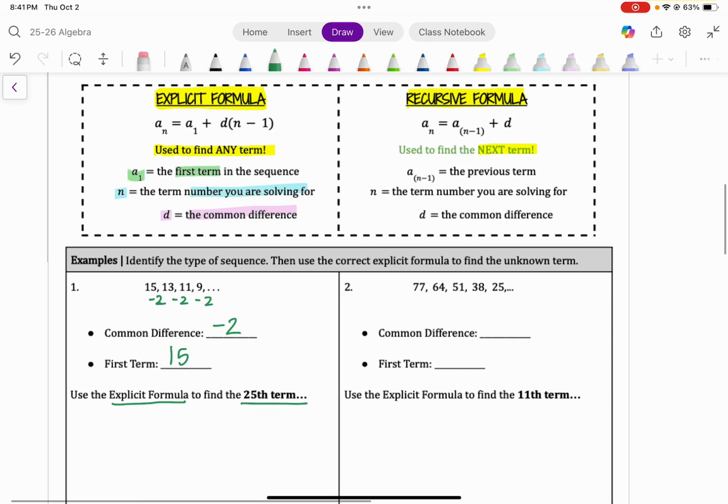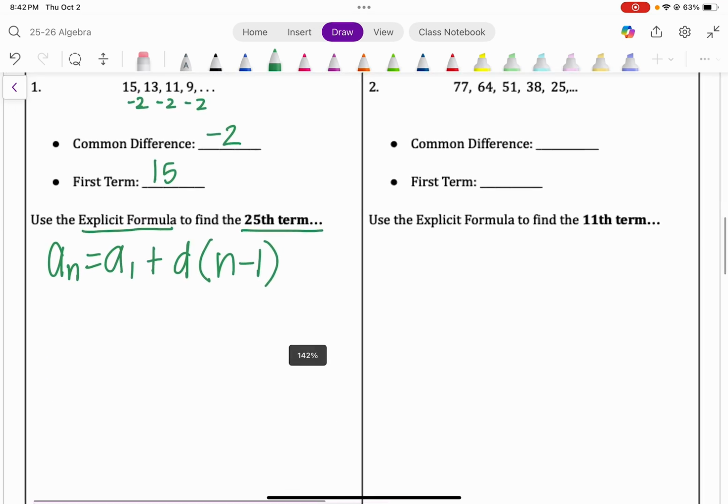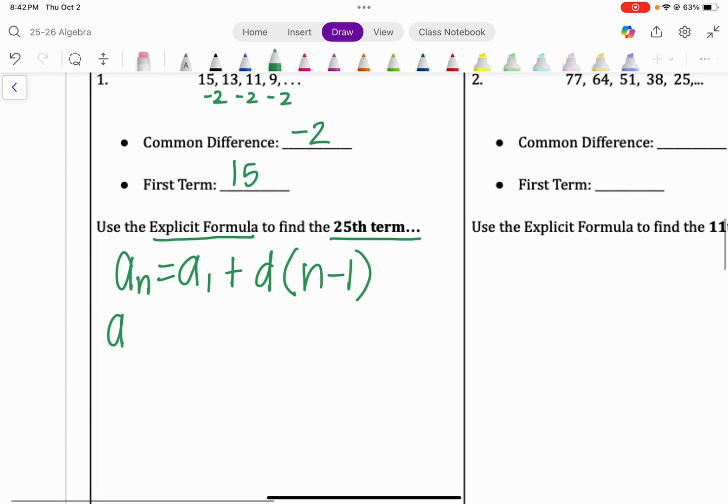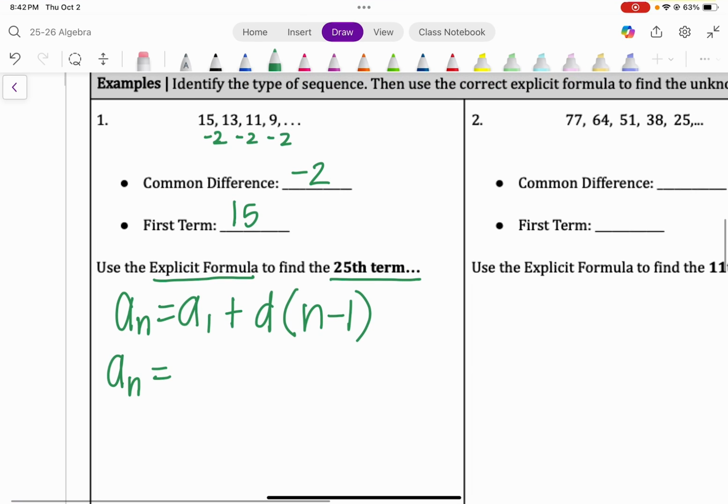So the explicit formula is a sub n equals a sub 1, so that's my first term, plus the common difference times n minus 1. Okay, so a sub n in the front just stays a sub n. And a1 is that first term. So we're going to start at 15. And the common difference is negative 2. So instead of saying plus negative 2, I'm just going to put minus 2 times n minus 1.